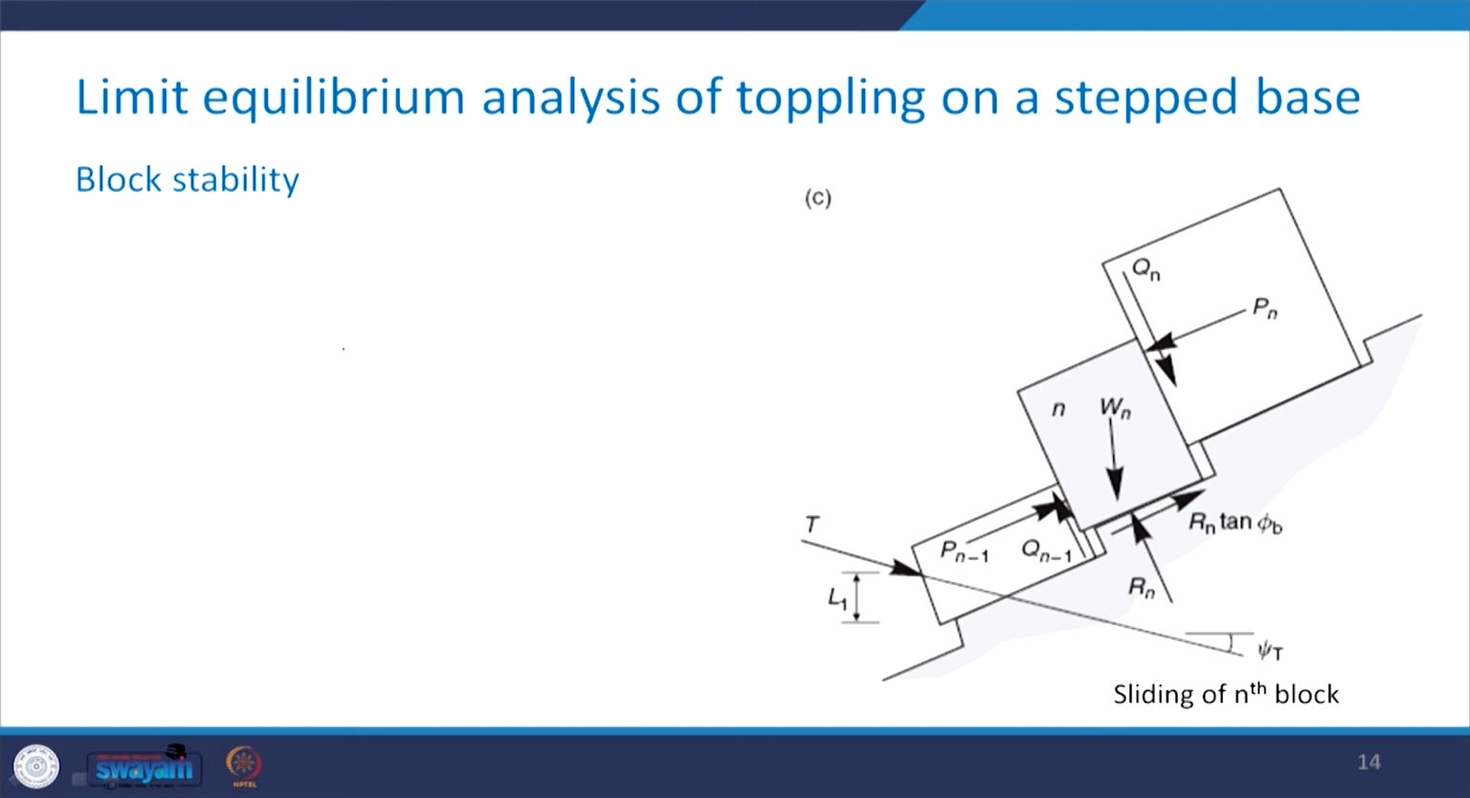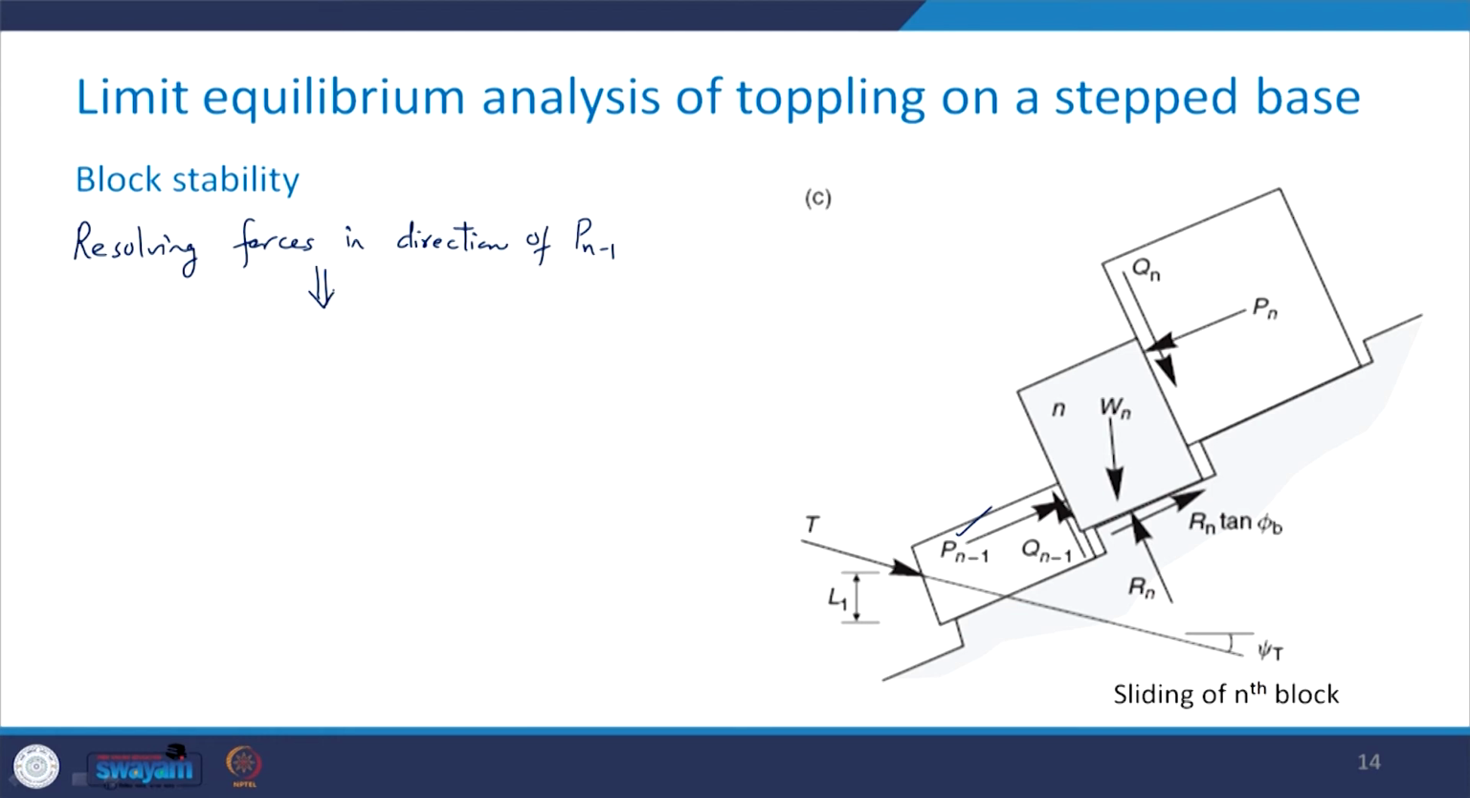So, considering this, the magnitude of Qn minus 1 would be known to us, and therefore, it will reduce the number of unknowns and the problem will become determinate. So, how to carry out the analysis? What we do is we resolve the forces in the direction of this Pn minus 1. So, let us do that, resolving the forces in the direction of Pn minus 1.